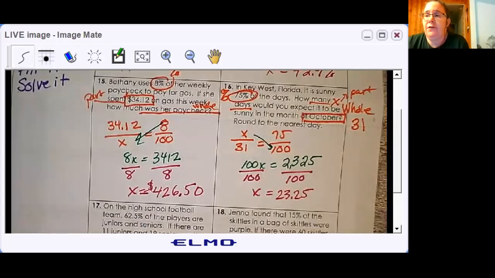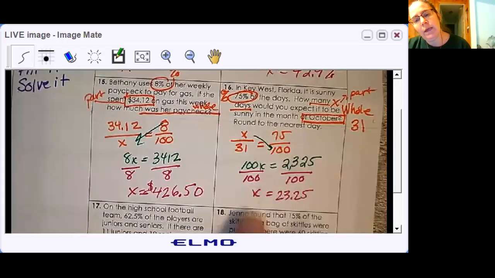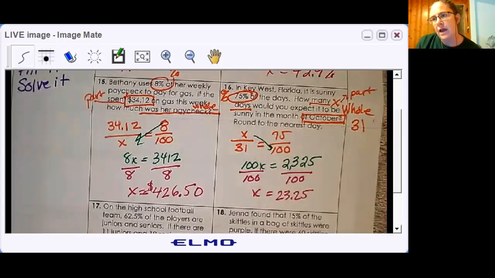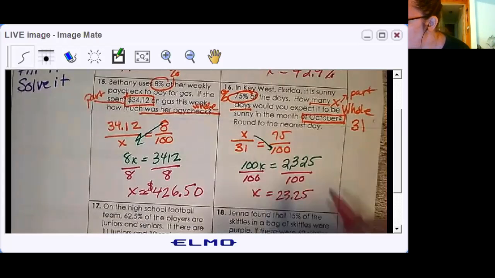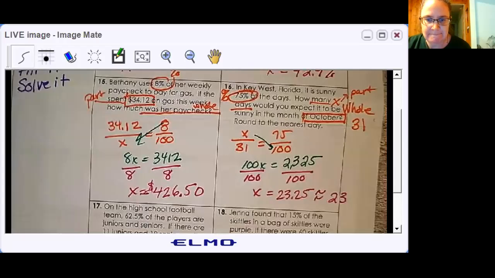Well, can you have 0.25 days? You can. It's like from midnight to 6 a.m. Okay. But is that what my question asks? It says round to the nearest day. So am I going to say 23 days or 24 days? Well, if you think about it, if you have $23.25, are you closer to having $23 or closer to having $24? You're closer to having $23.